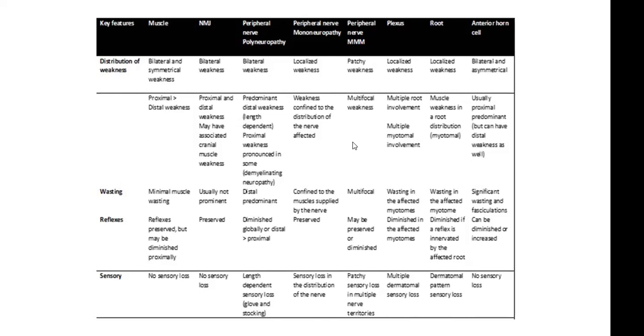Will you ever get sensory loss in an anterior horn cell lesion? You will not, because the sensory supply is always through the posterior root of the spinal cord. It never goes through the anterior. So anterior horn cell is always only motor. Sensory is perfectly normal. Every word I have uttered on this table is exceptionally important for you. Okay, so that is that.